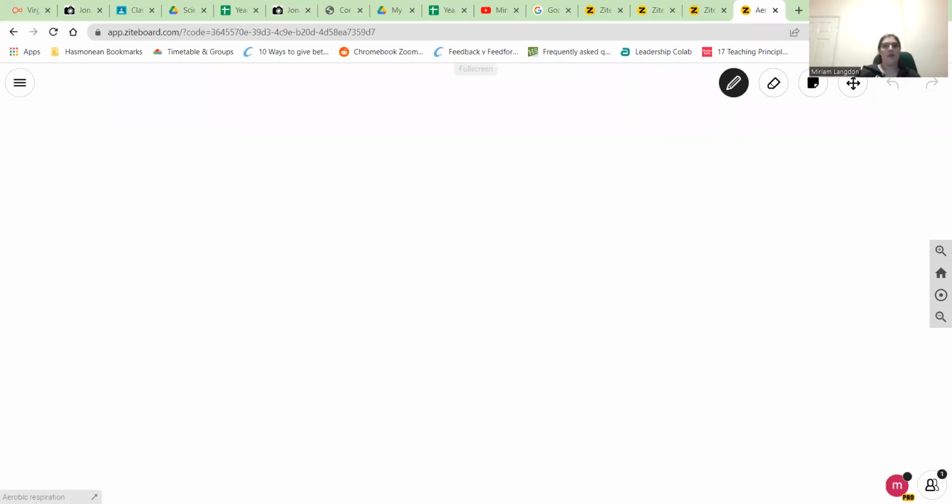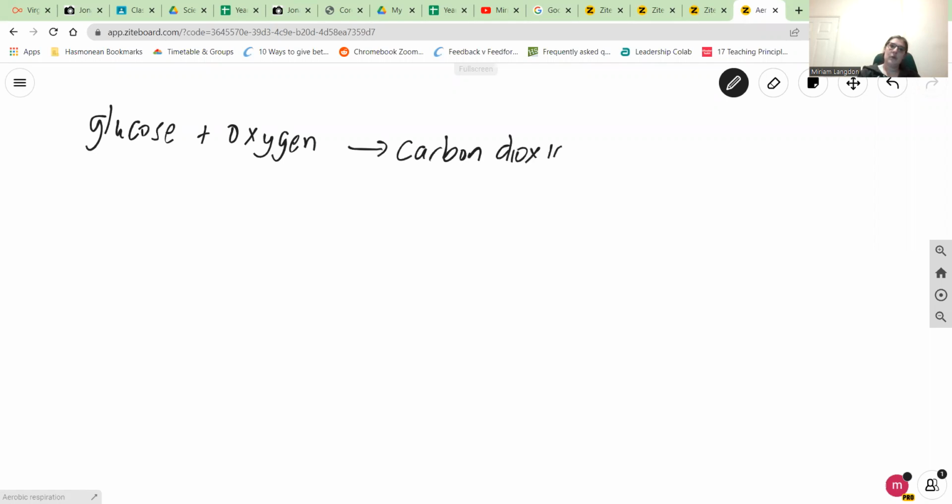Okay, so we're going to look at the process of aerobic respiration. So let's start with what we already know from GCSE. We know from GCSE that in aerobic respiration, glucose reacts with oxygen to give us carbon dioxide, water, and energy.